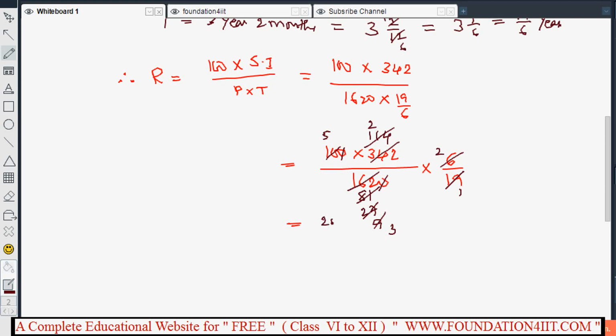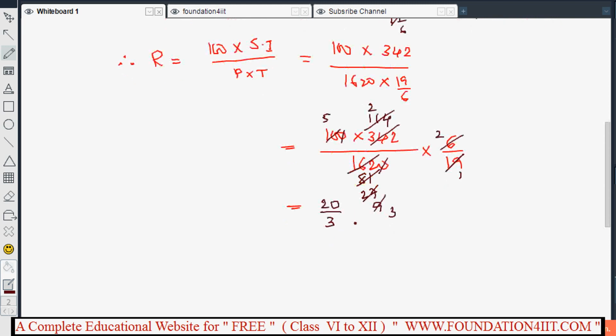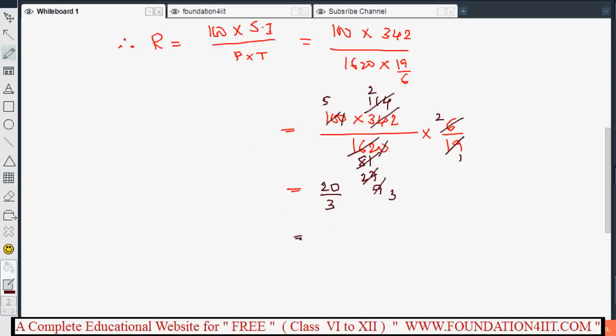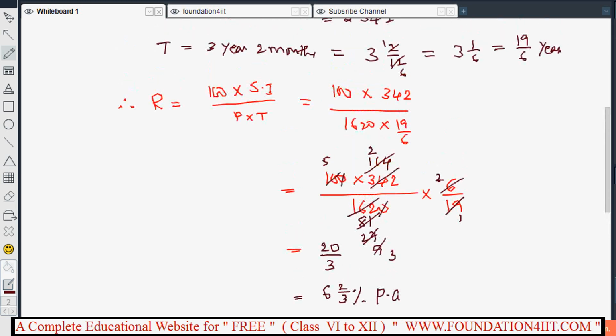So otherwise 5 into 10 into 20 by 3%. So 20 by 3, that is if you write in mixed fraction, 6 2 by 3% per annum. So rate of interest is nothing but per annum. Hence the required rate is 6 2 by 3% per annum.